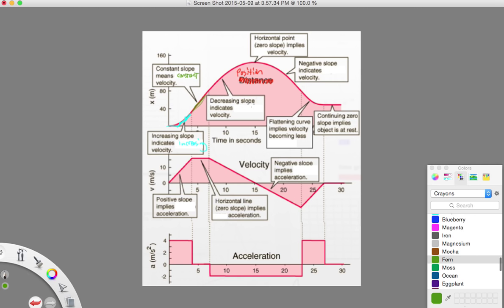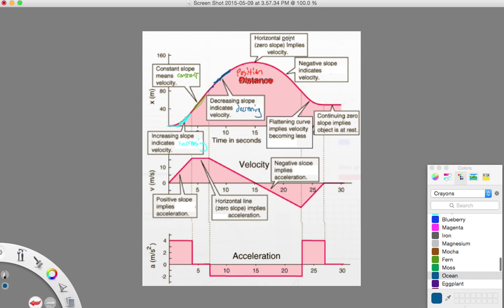Right here, a decreasing slope indicates what? So let's use a different color again. Let's use ocean. Here, the slope is like this. Here, the slope is like this. Here, the slope is like this. It's slightly changing. It's becoming less and less. So that means that the velocity is also becoming less and less. A decreasing slope indicates decreasing velocity.